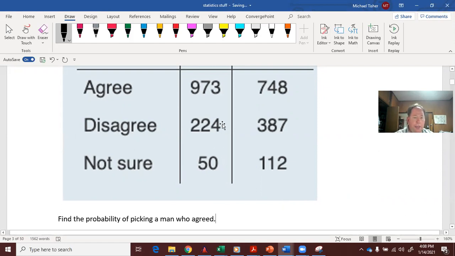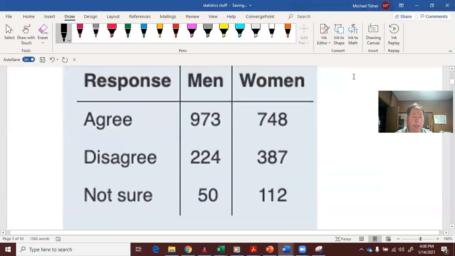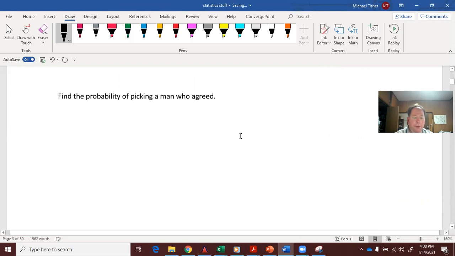Well, before we do that, we have to figure out the totals of each of these rows and columns. In other words, we're going to find the total of how many agreed, the total of how many disagreed, the total of how many said not sure, as well as the total of all the men and the total of all the women. We've done that before, some time ago, and here are the results for that.